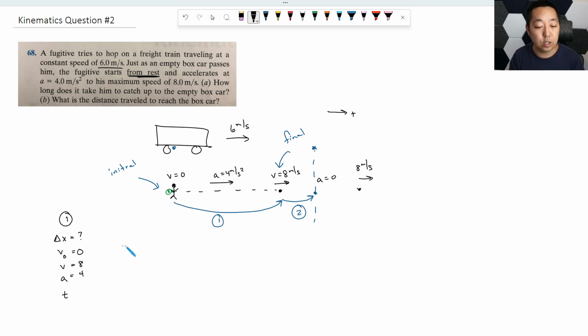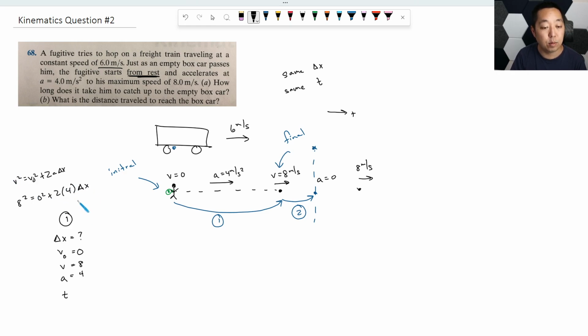So let's say I want to find the distance. Basically, in order for them to catch up, in the same amount of time they have to cover the same displacement. So it's going to be the same displacement in the same time. So I'm actually going to need to know both the time and the displacement for this. Okay, so let's use this equation: v squared equals v0 squared plus 2a delta x. So 8 squared is 0 squared plus 2 times 4 times delta x.